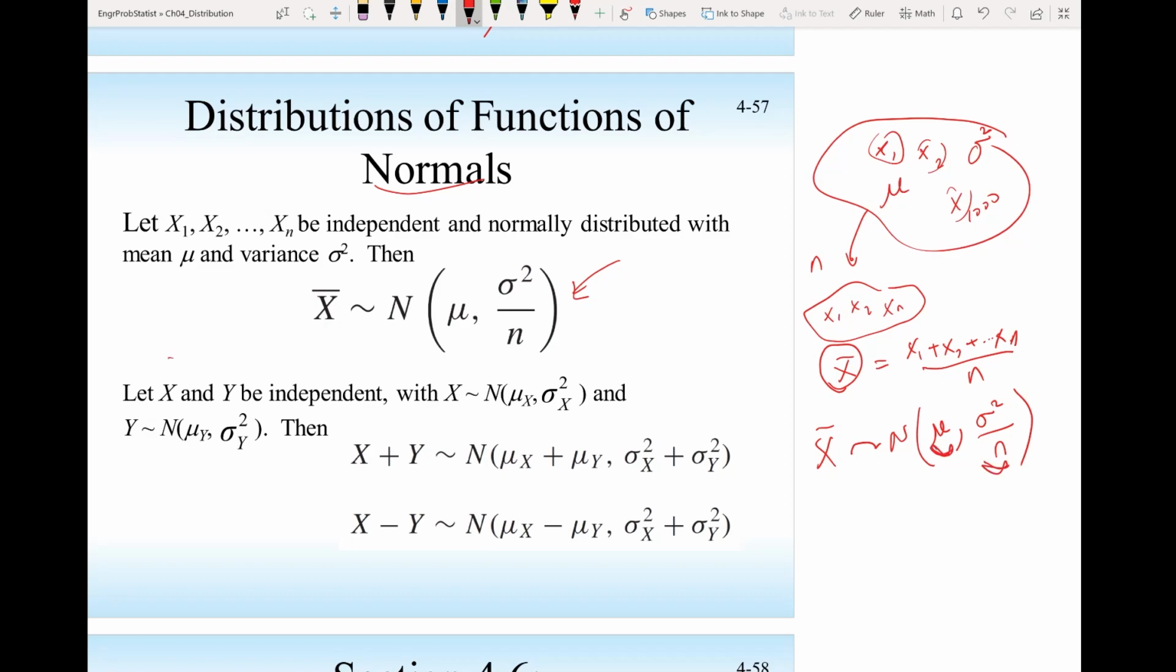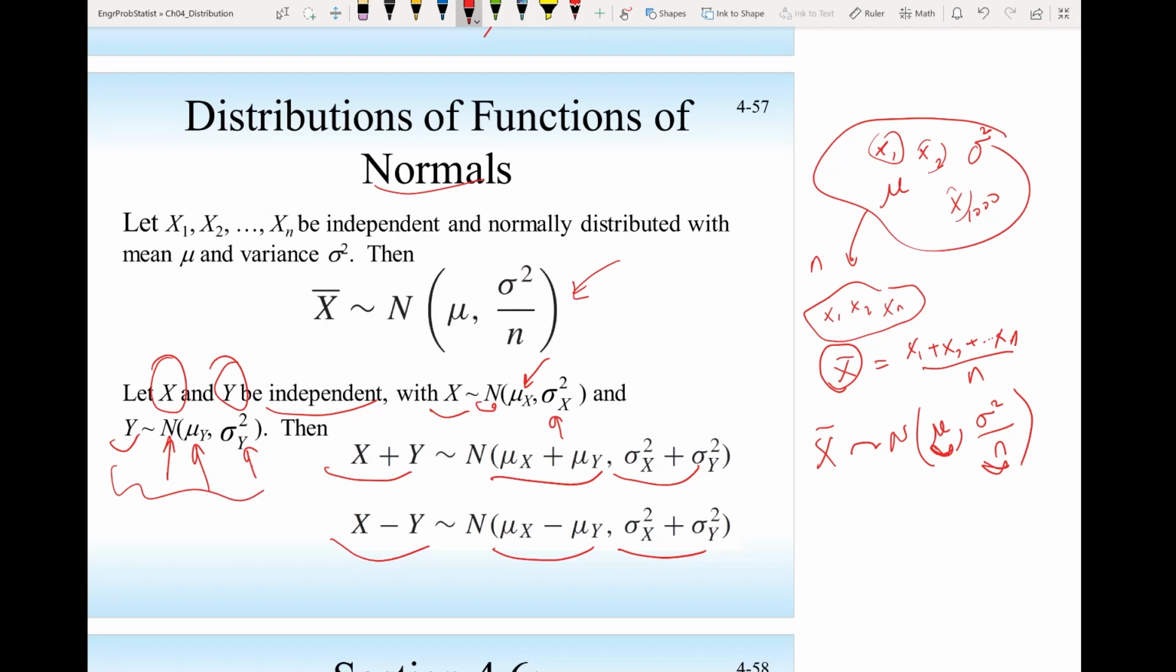Now if I have two separate random variables and they are independent, with x a normal distribution with mean mu x and variance sigma x squared, and the random variable y also following a normal distribution with mean mu y and variance sigma y squared. If I add them, then the mean will be mu x plus mu y, and the variance will be the sum of the variances of x and y. If I subtract them from each other, the mean will be mu x minus mu y, but the variance will be the same. It's just the variance of x plus the variance of y. And again, when we discussed the discrete random variable, we showed this property is true.